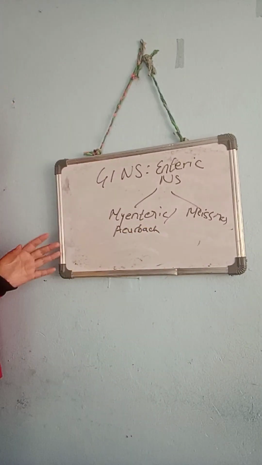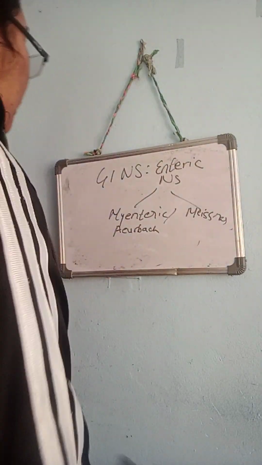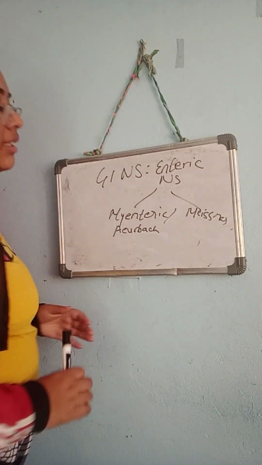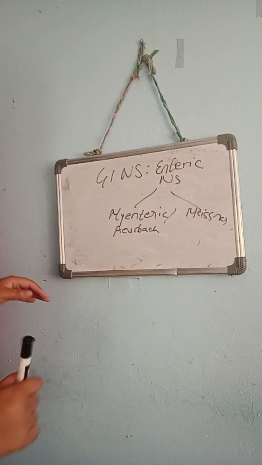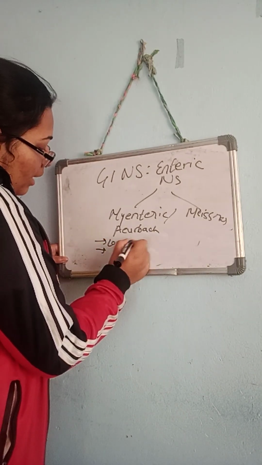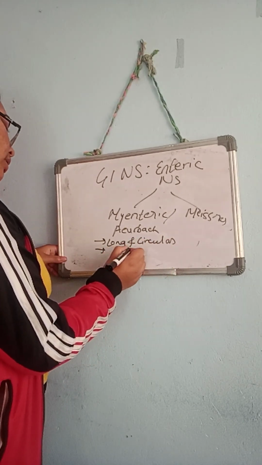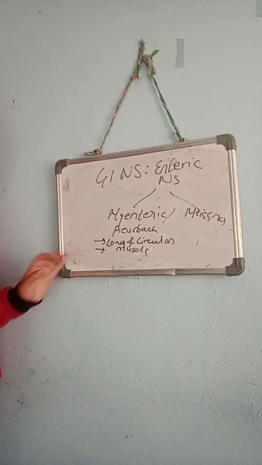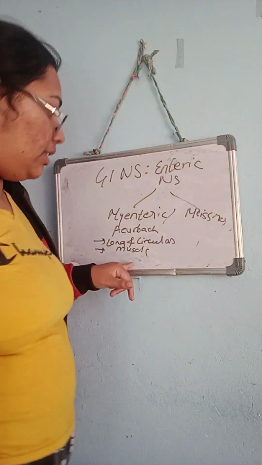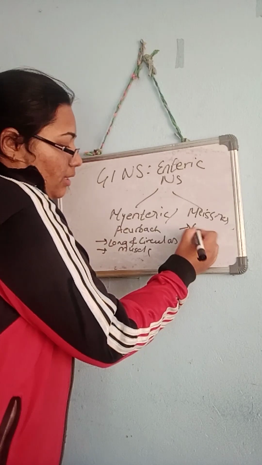The major differences between these are the function and the location. The myenteric plexus is located in the upper regions, between the longitudinal and the circular muscle layers, and the Meissner plexus is located in the submucosal layer.